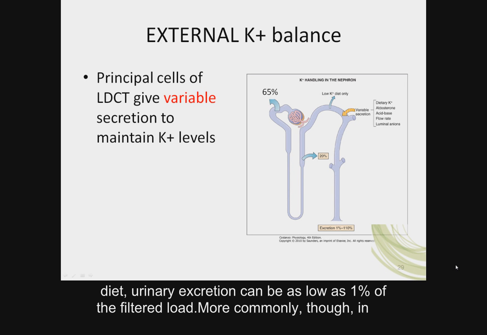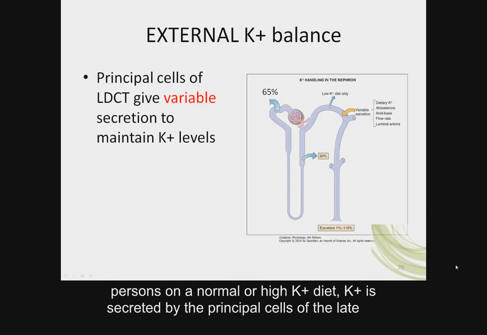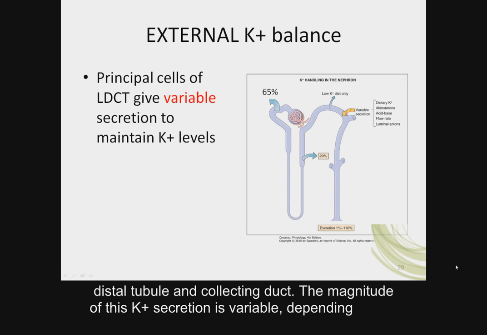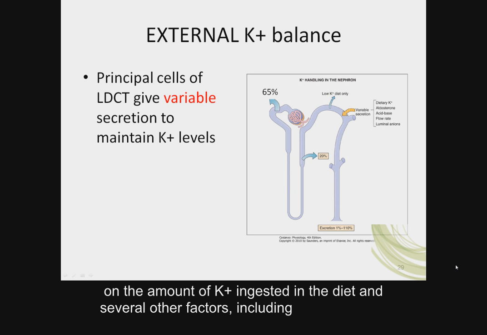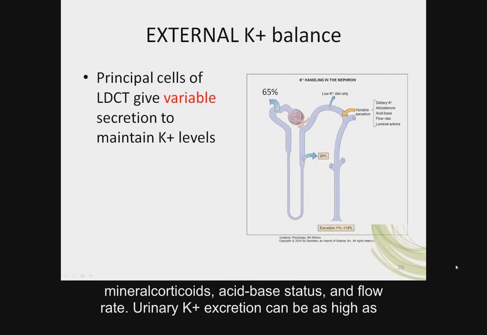More commonly, though, in persons on a normal or high potassium diet, potassium is secreted by the principal cells of the late distal tubule and collecting duct. The magnitude of this potassium secretion is variable depending on the amount of potassium ingested in the diet and several other factors, including mineralocorticoids, acid-base status, and flow rate. Urinary potassium excretion can be as high as 110% of the filtered load.